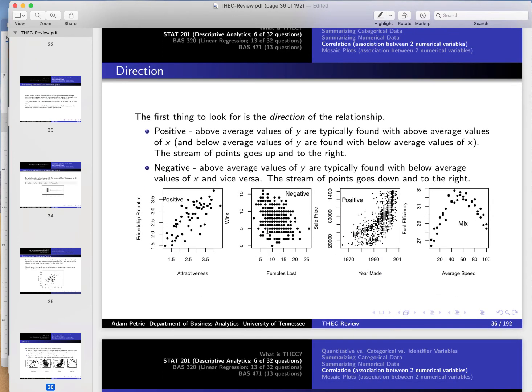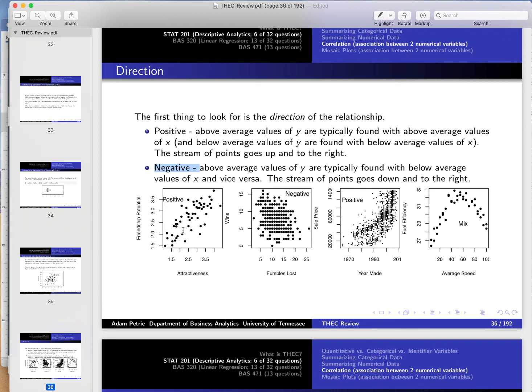Now, when we have a scatter plot, how do we talk about that relationship? What are some metrics that we focus in on to flesh out what this relationship looks like? Well, the first thing that we talk about is, is the relationship positive or is it negative? So what separates these two? Well, we look at the stream of points and we look to see what the trajectory of that stream of points is. Is it heading up and to the right, or is it heading down and to the right?